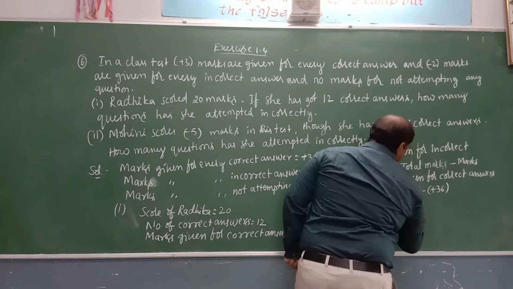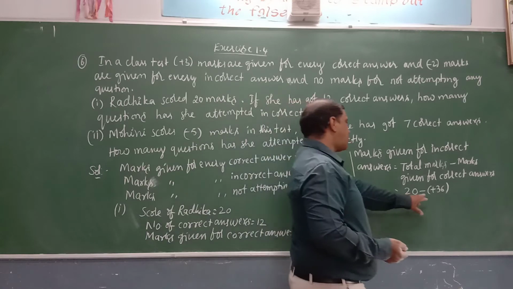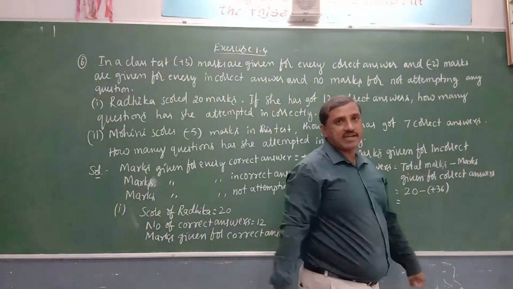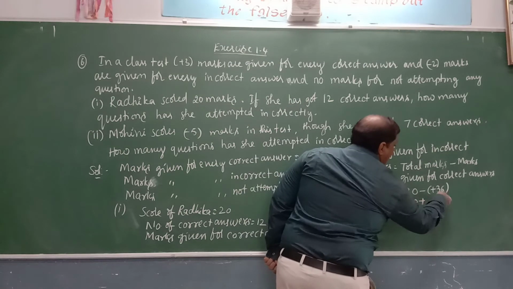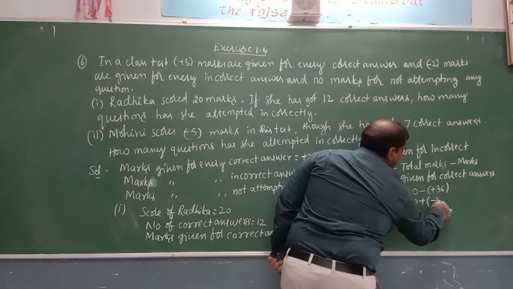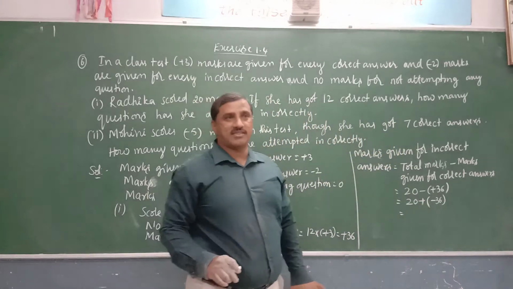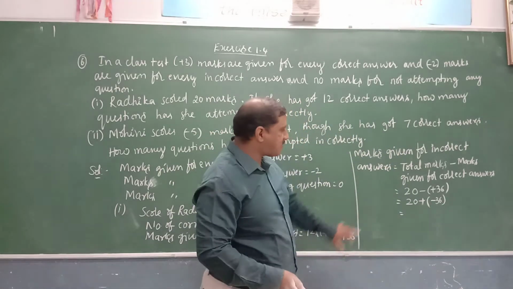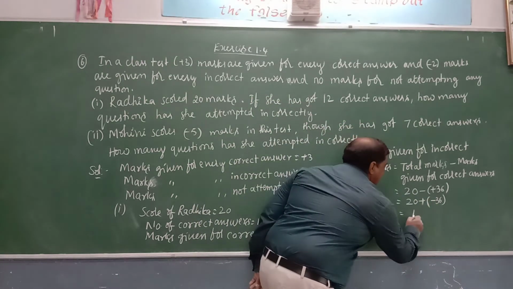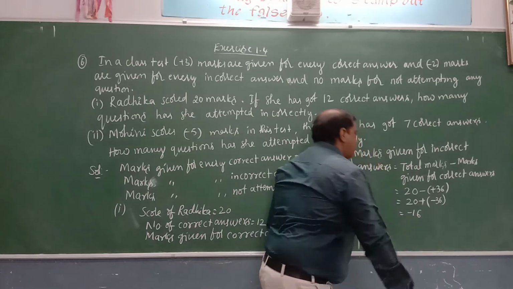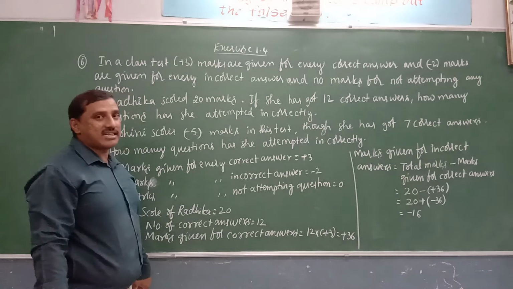We are subtracting a positive integer from a negative integer. That is, we will add what? The additive inverse of plus 36, that is minus 36. So how much do we get? 20 plus minus 36. Ignore these signs. Subtract the smaller number from the greater number. That is 36 minus 20 is 16, and keep the greater number's sign. Minus 16 marks she was given for incorrect answers.